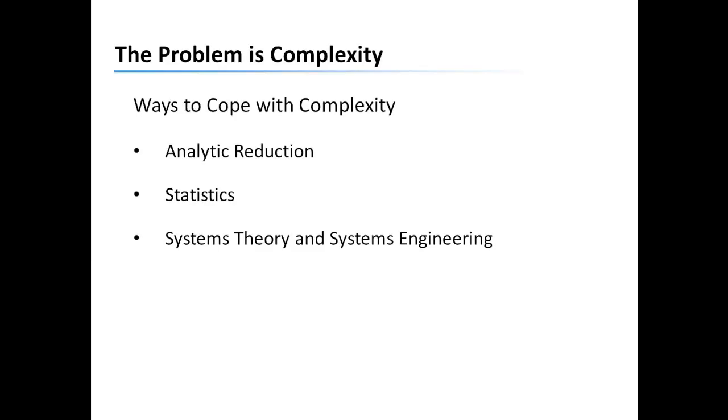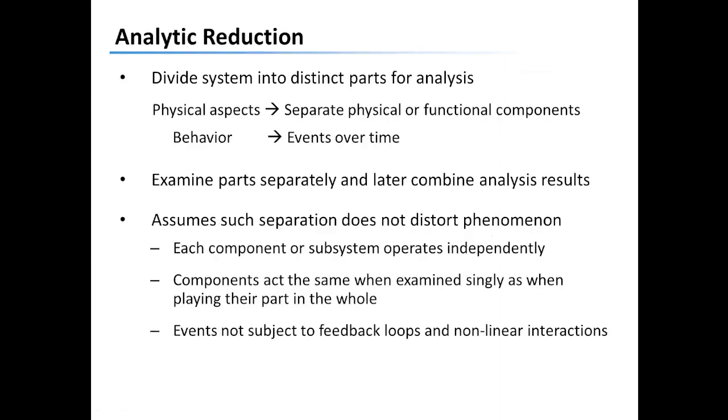And the problem really is complexity, and the complexity of the systems we're building today. If we were building simpler systems, we really wouldn't have these problems even if we had software in them. And there are three different ways that you can cope with complexity: analytic reduction, statistics, and systems theory and systems engineering. So let's start with analytic reduction.